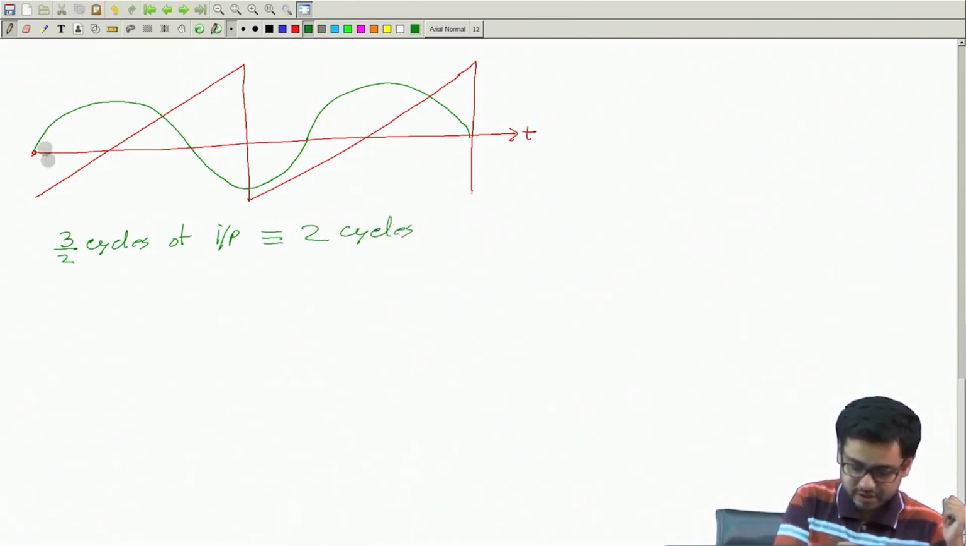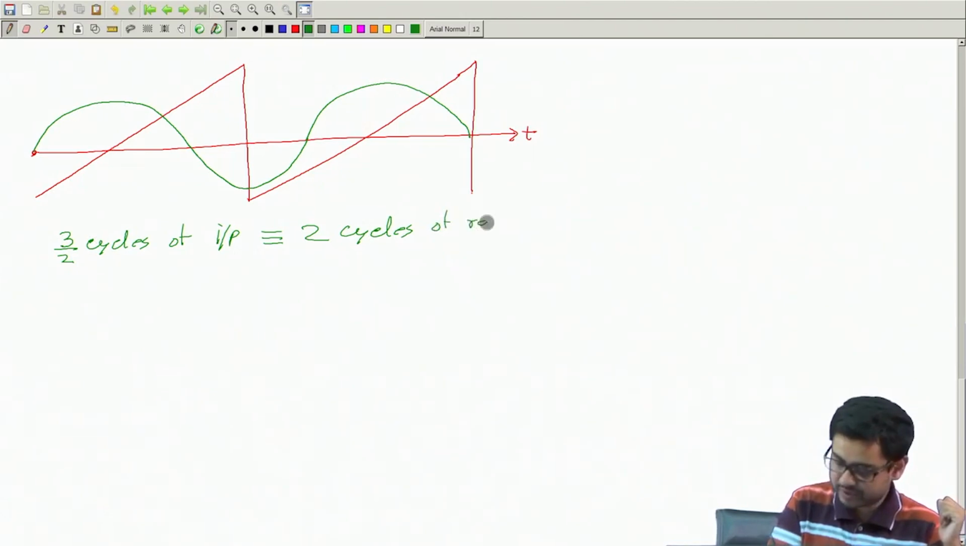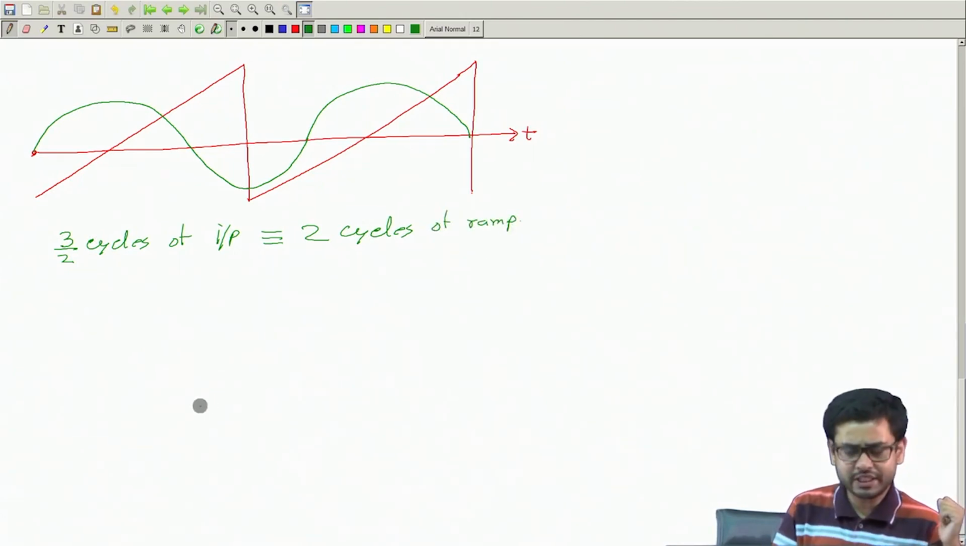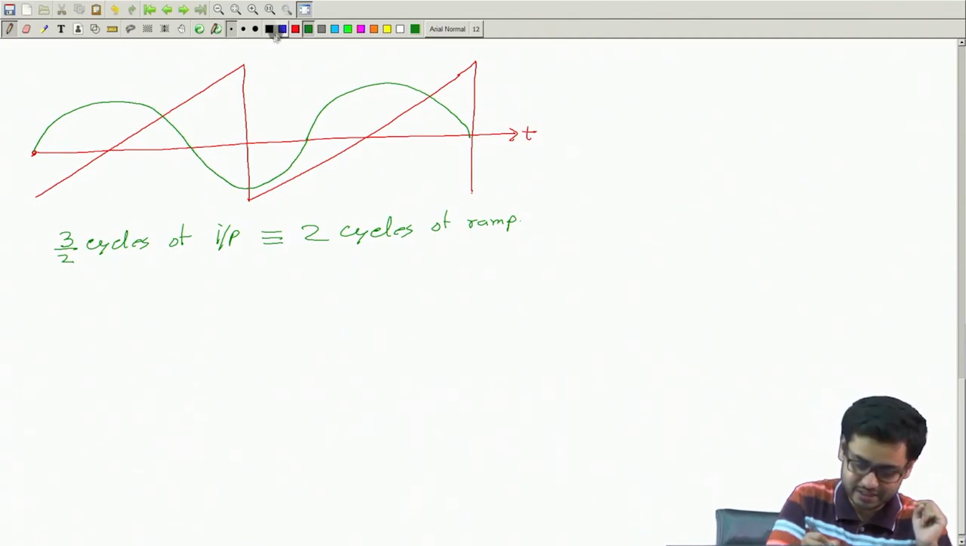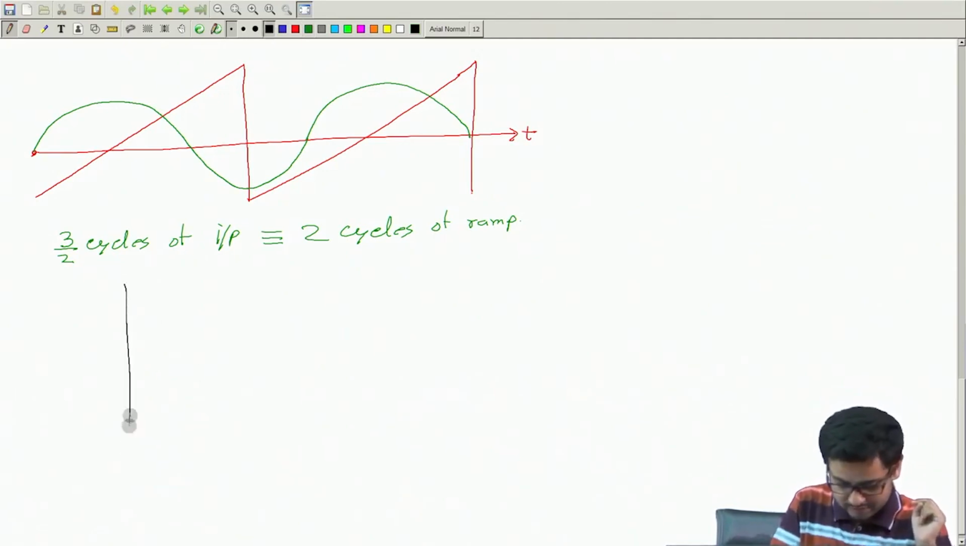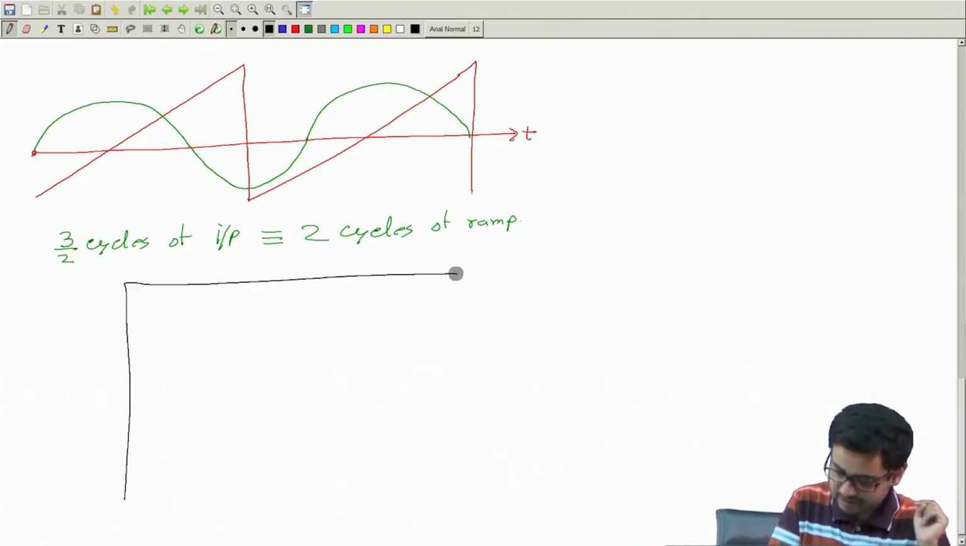Okay, this is 1.5 and this is 2 cycles of ramp. So how will be the display? Okay, don't watch my answer, plus before that think yourself, then verify with my answer. Okay, so think please.